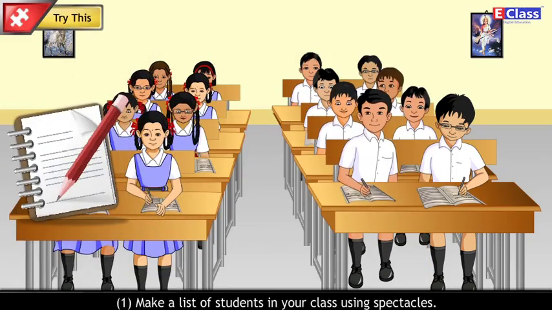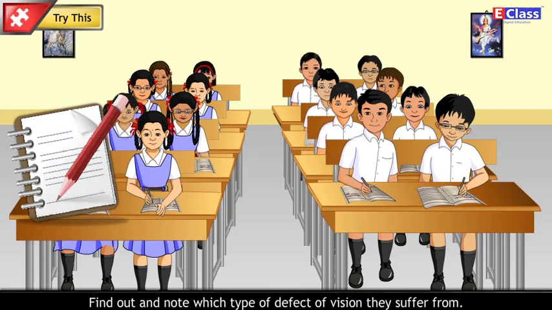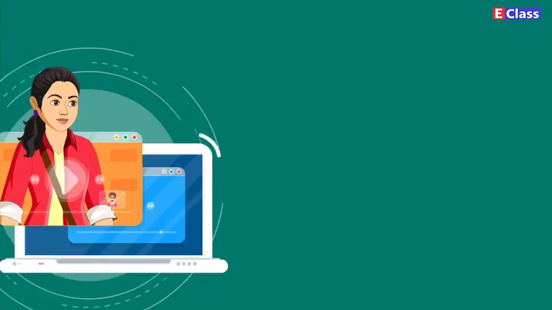Try this. 1. Make a list of students in your class using spectacles. 2. Record the power of their lenses. Find out and note which type of defect of vision they suffer from. Which defect is most common among the students?